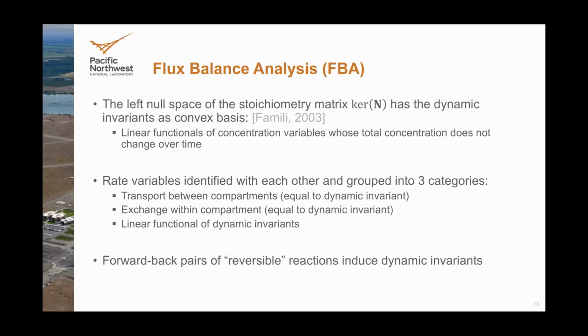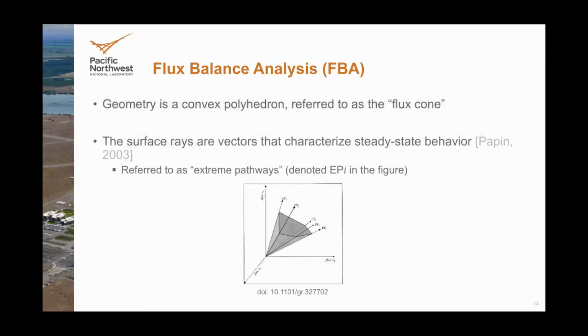And it's very useful to identify these variables in advance because it means we can choose the correct substrate to help us best understand how those variables are playing out in our model. Another important thing to know is whenever you have a forward-backward pair of reversible reactions, you're going to induce one of these dynamic invariants. So every reversible reaction, and by the way, all reactions are in principle reversible, is adding one of these dynamic invariants to your model, which you would then have to solve for.